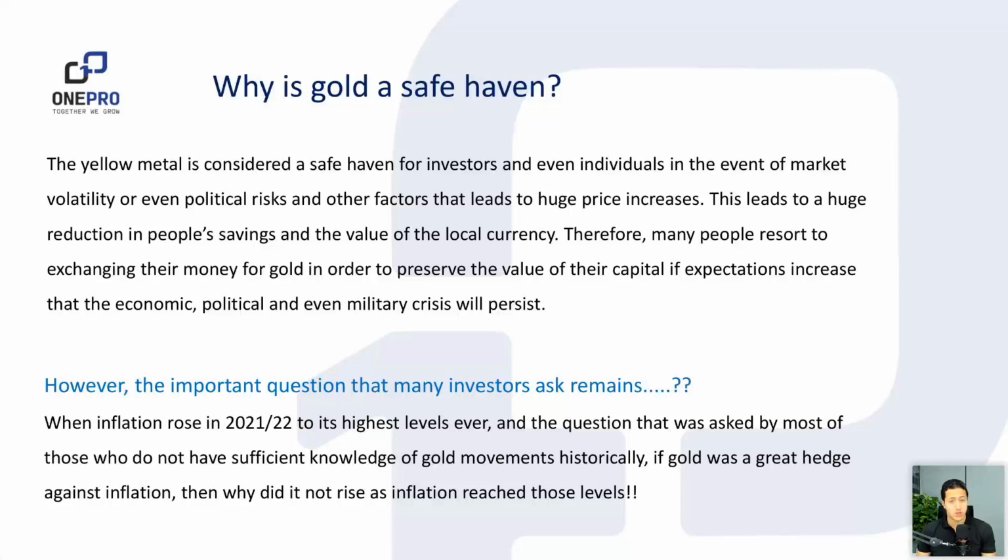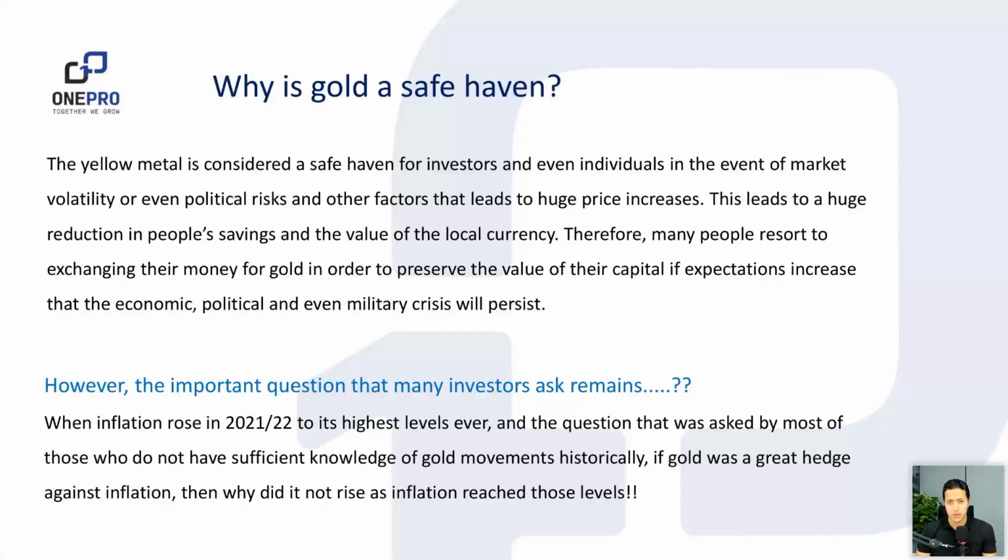So the yellow metal is considered a safe haven for investors and even individuals in the event of market volatility or even political risks and other factors that lead to huge price increases. This leads to a huge reduction in people's savings and the value of the local currency. Let's say if you're a millionaire, even if you have millions of dollars, what will happen to your savings, to your wealth or fortune, if for any reason the US dollar or your local currency that you are saving your money in basically loses part of its value?